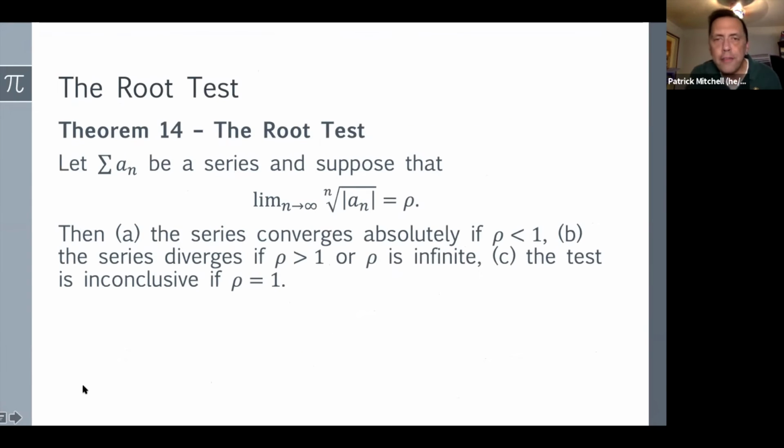All right, next we have the root test. The root test will also tell you if a series converges absolutely or if it diverges. And it can also be used on series with negative terms.